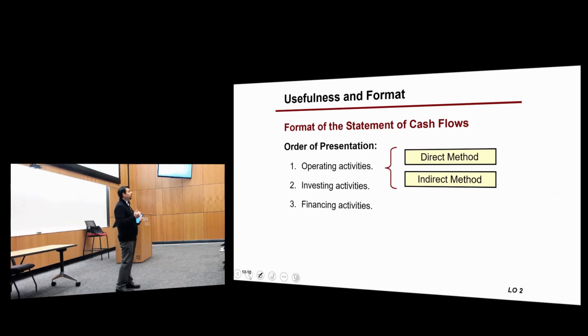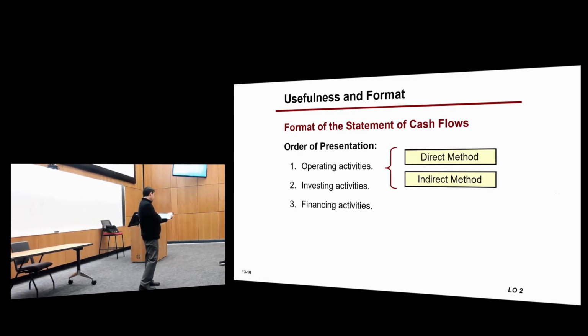With the direct method or the indirect method, the only section that is affected is the operating activities. Investing activities and financing activities are done the same under both methods. The only thing that will change is operating activities. Under the indirect method, you begin with net income, and then you start adjusting to get to net cash. On the other hand, with the direct method, you look at cash inflows and cash outflows specifically, directly.